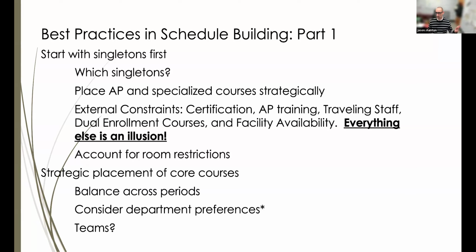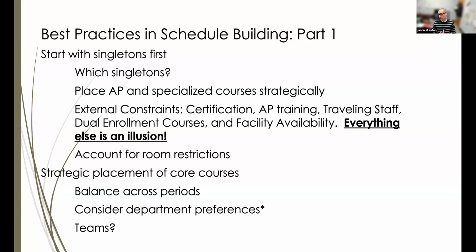These are usually your family consumer science departments. Art departments usually fall into this category, departments like that. You need to place AP courses and specialized courses strategically. Do you have a program like cosmetology like me? Yes, that needs to be placed strategically because it's triple block, morning and afternoon.